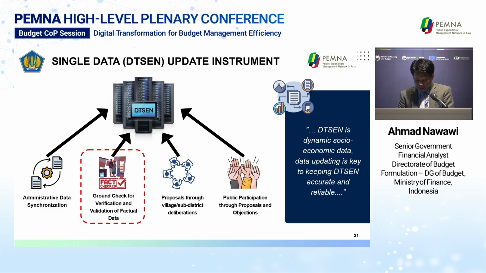Data update mechanism. DTSEN uses several mechanisms to ensure data remains dynamic and accurate. These include administrative data synchronization, field verification or ground check, proposals through village deliberation, and public participation through feedback and objection. Regular data updates are essential for maintaining the reliability of the system.